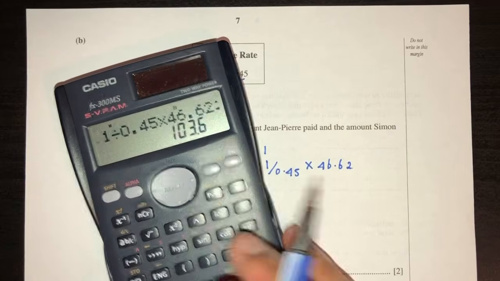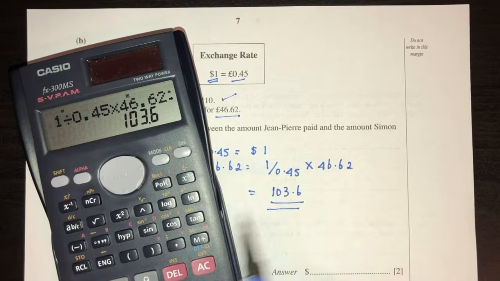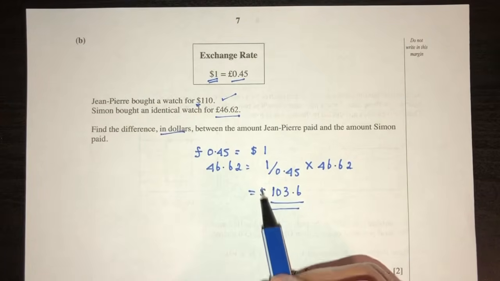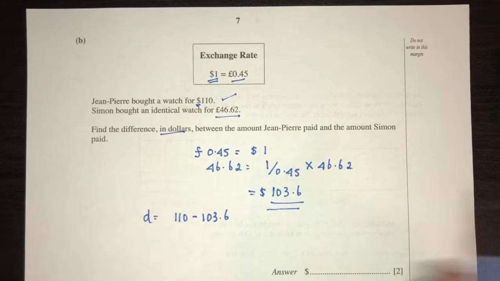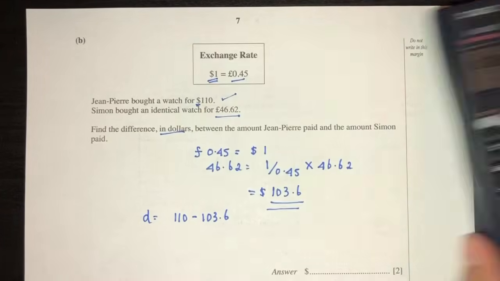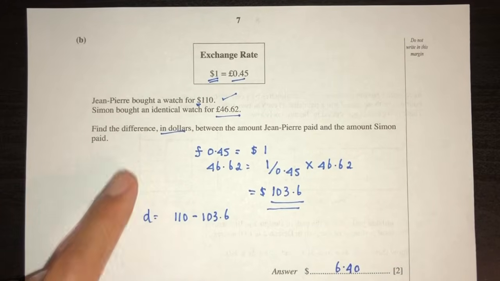That will be 103.6. That will be the price that he paid in dollars. Now we have to find the difference, which will be 110 minus 103.6. That will be 6.4, so 6.40 correct to 3 SF for the difference in price that he paid.